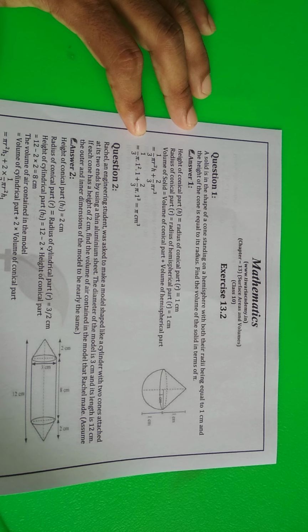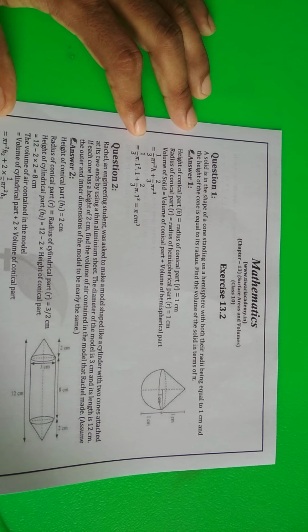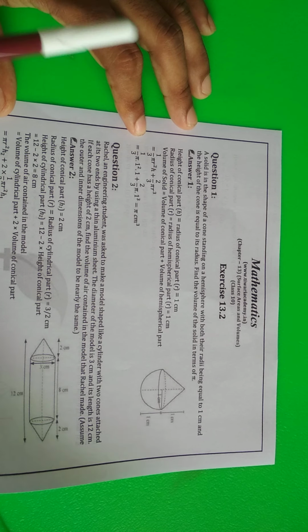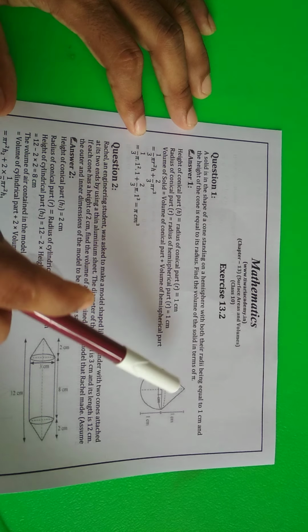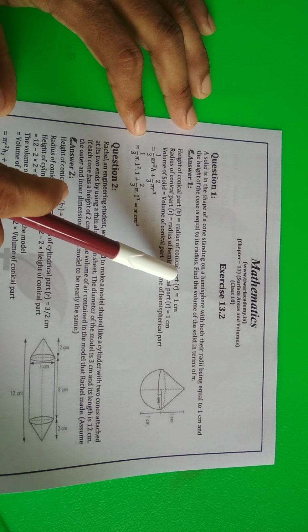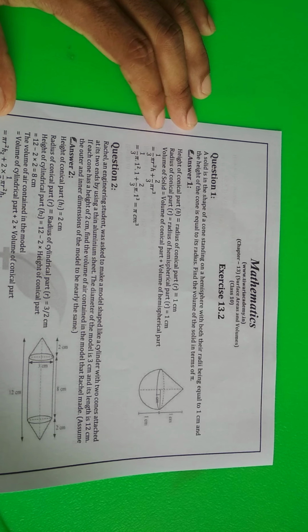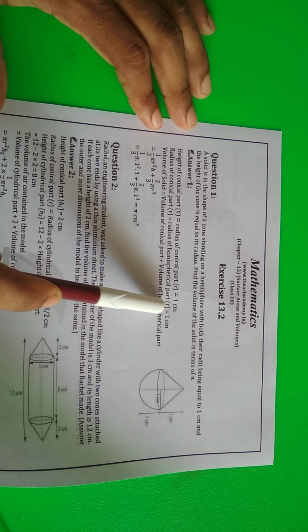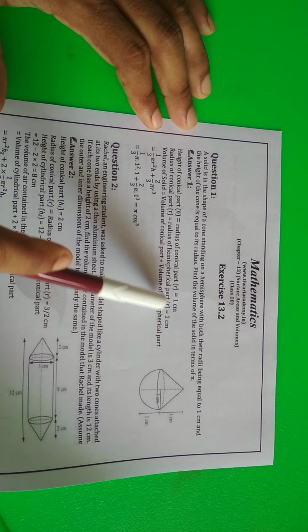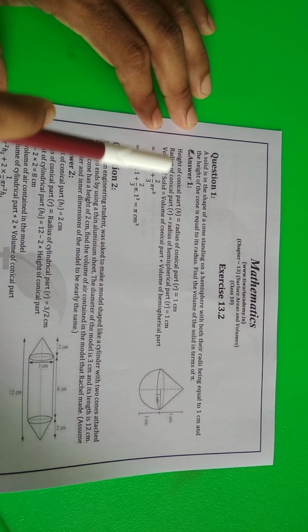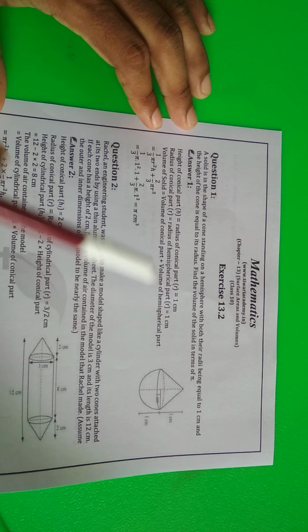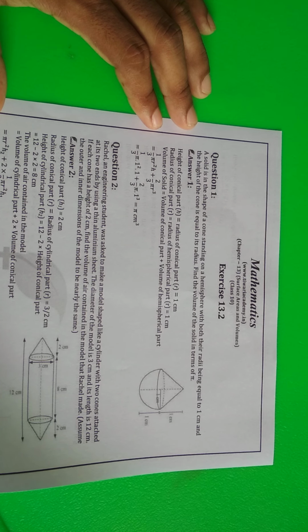So we know the formula. So based on the formula, we know what things are required. Height of the conical part, this is the conical part, height h equal to 1 centimeter. Radius of the conical part r equal to 1 centimeter. Hemispherical part r equal to 1 centimeter. Volume of the solid, volume of the conical part plus volume of the hemisphere. Put the formula, get the answer.